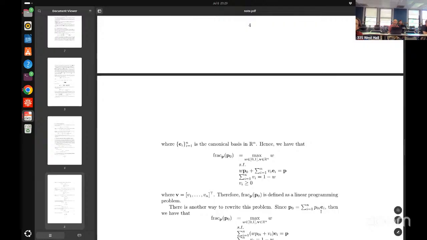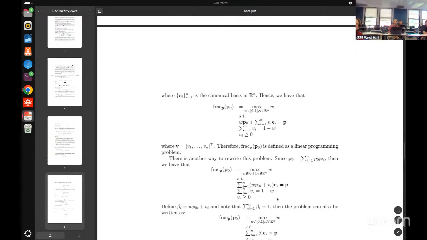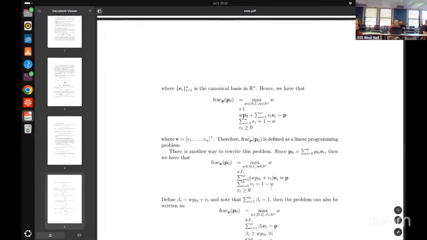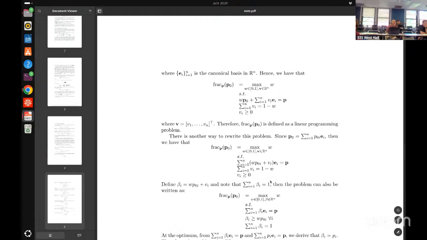I write it as this, and then you end up with this expression. Yes, the dual form. I actually didn't write it well, but what I simply did is say, okay, look, you have this. I can call it this beta i.